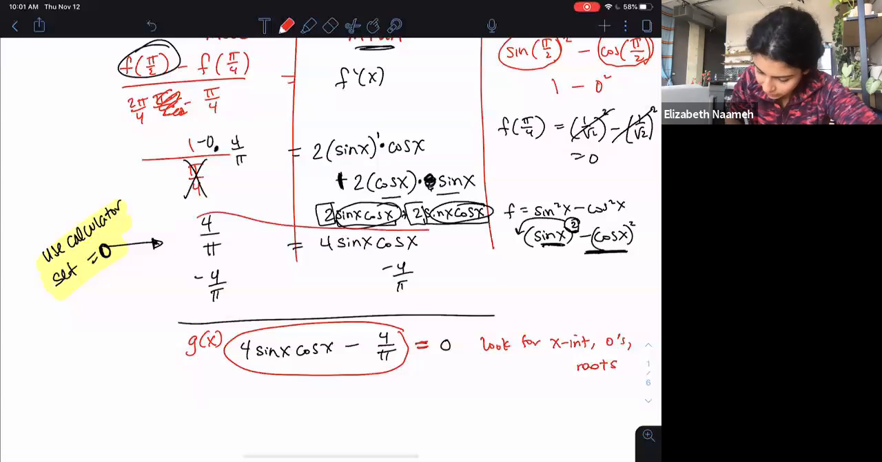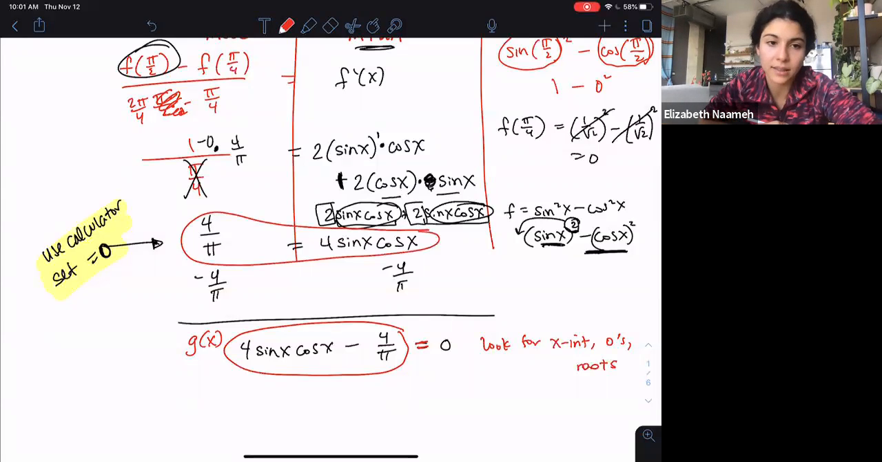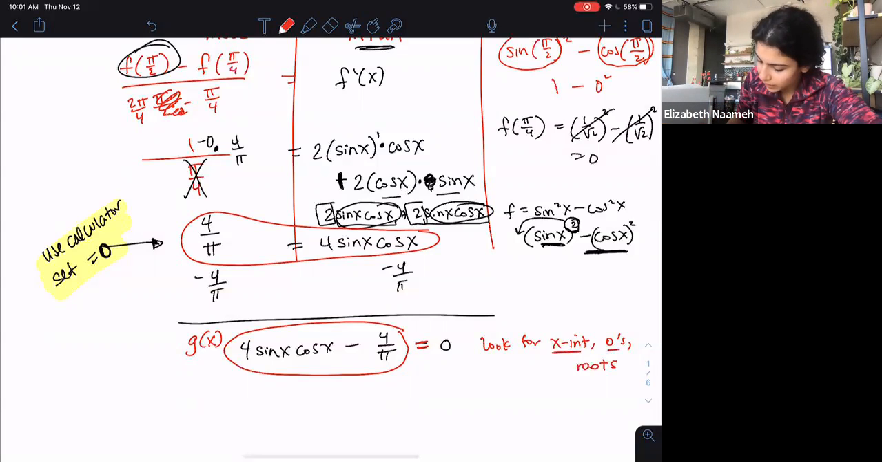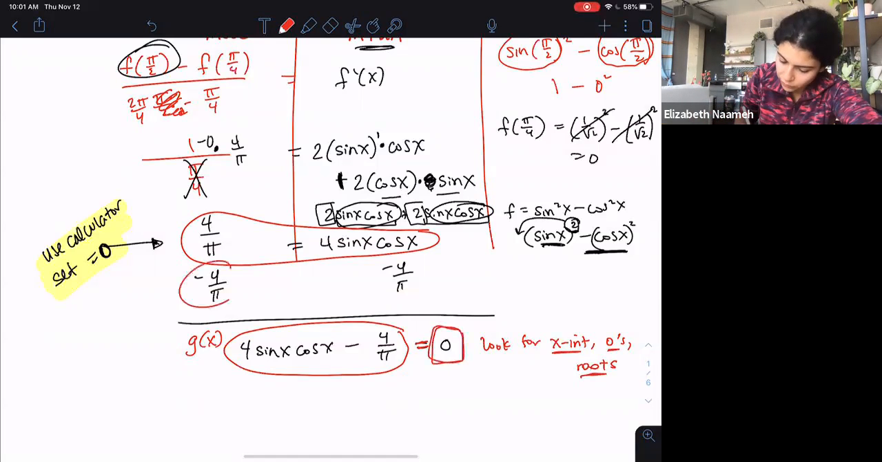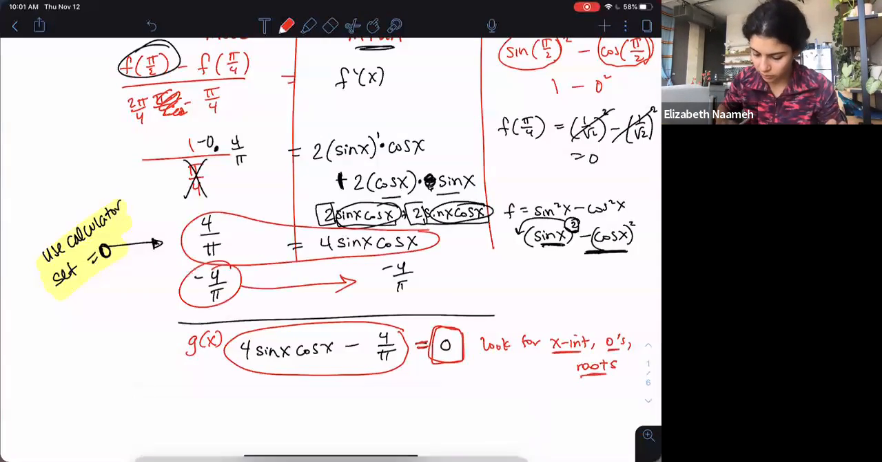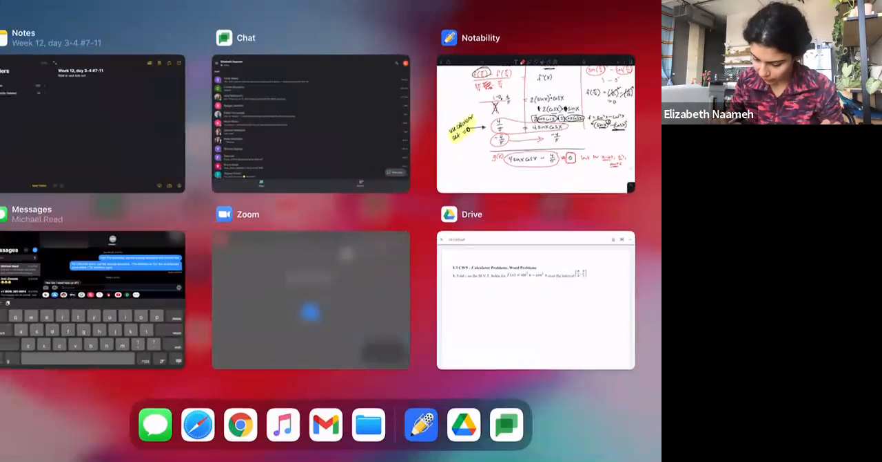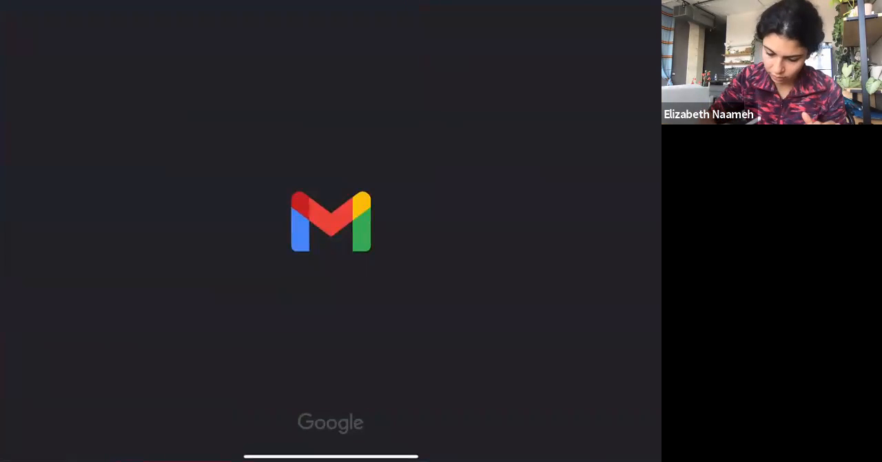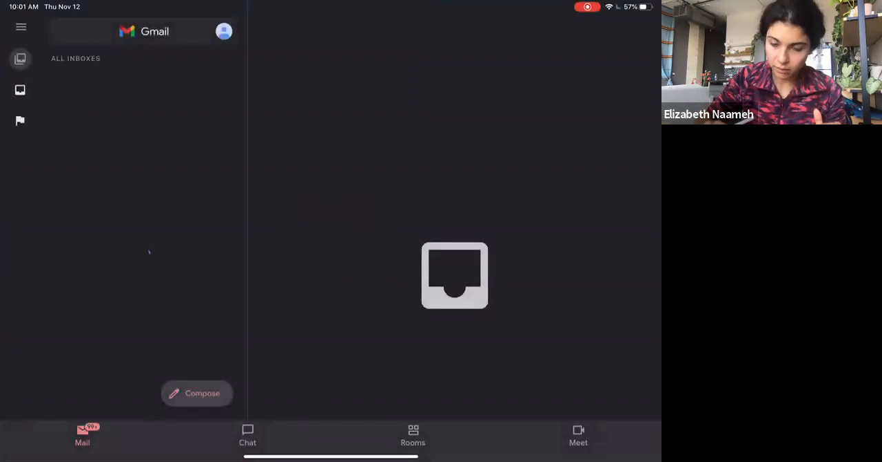So I got this function that I can't solve by hand. In order to solve it, we need a calculator. So what we're going to do is graph the function, but I need to look for the zeros or the x-intercepts. And so to do that, I need to make sure it's set equal to 0. So I move the 4 over pi to the other side. And now let's go to Desmos. Okay, pull up Desmos on your computer. And I'll do it with you.